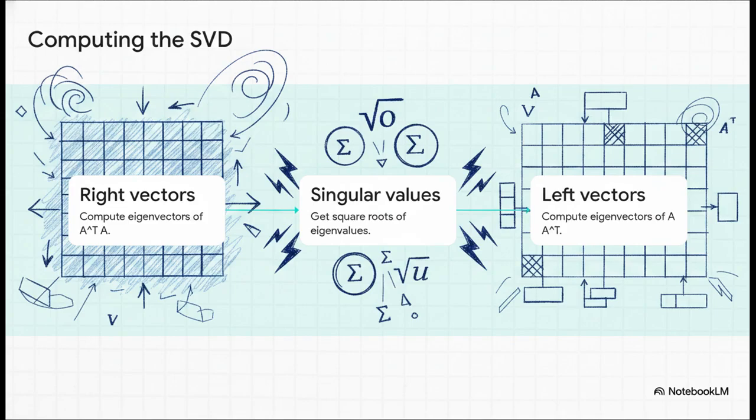It breaks down into a highly logical, three-step recipe. Step 1, we find the right singular vectors for our V matrix by calculating the eigenvectors of A transpose times A. Step 2, we find the singular values for our sigma matrix by taking the square roots of those eigenvalues. And step 3, we grab the left singular vectors for our U matrix using A times A transpose.